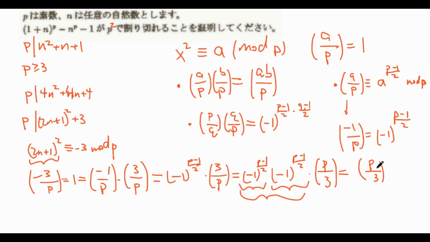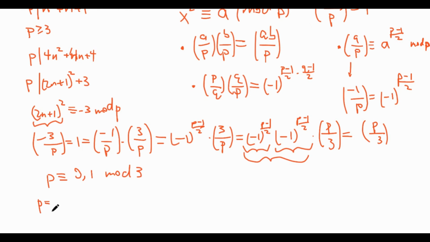So now our question is, for which primes p is p a quadratic residue mod 3. And of course, we already know that all squares are congruent to 0 or 1 mod 3. So that means our only possible values of p are p congruent to 0 or 1 mod 3. So in particular, if p is equal to 3, then it's 0 mod 3. Otherwise, we have p is congruent to 1 mod 3. So now we know what certain values p can attain.